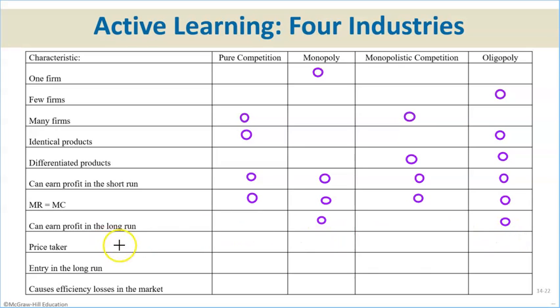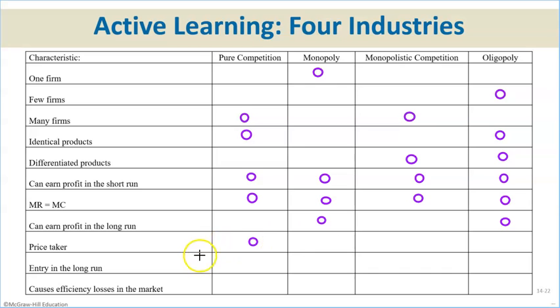The next one is a price taker. Price taker means that the firm has no control over the price. They have to take the price that's current in the market. And that is only true in pure competition. Monopoly, monopolistic competition, and oligopoly are all what we call price makers and have some control over the price.